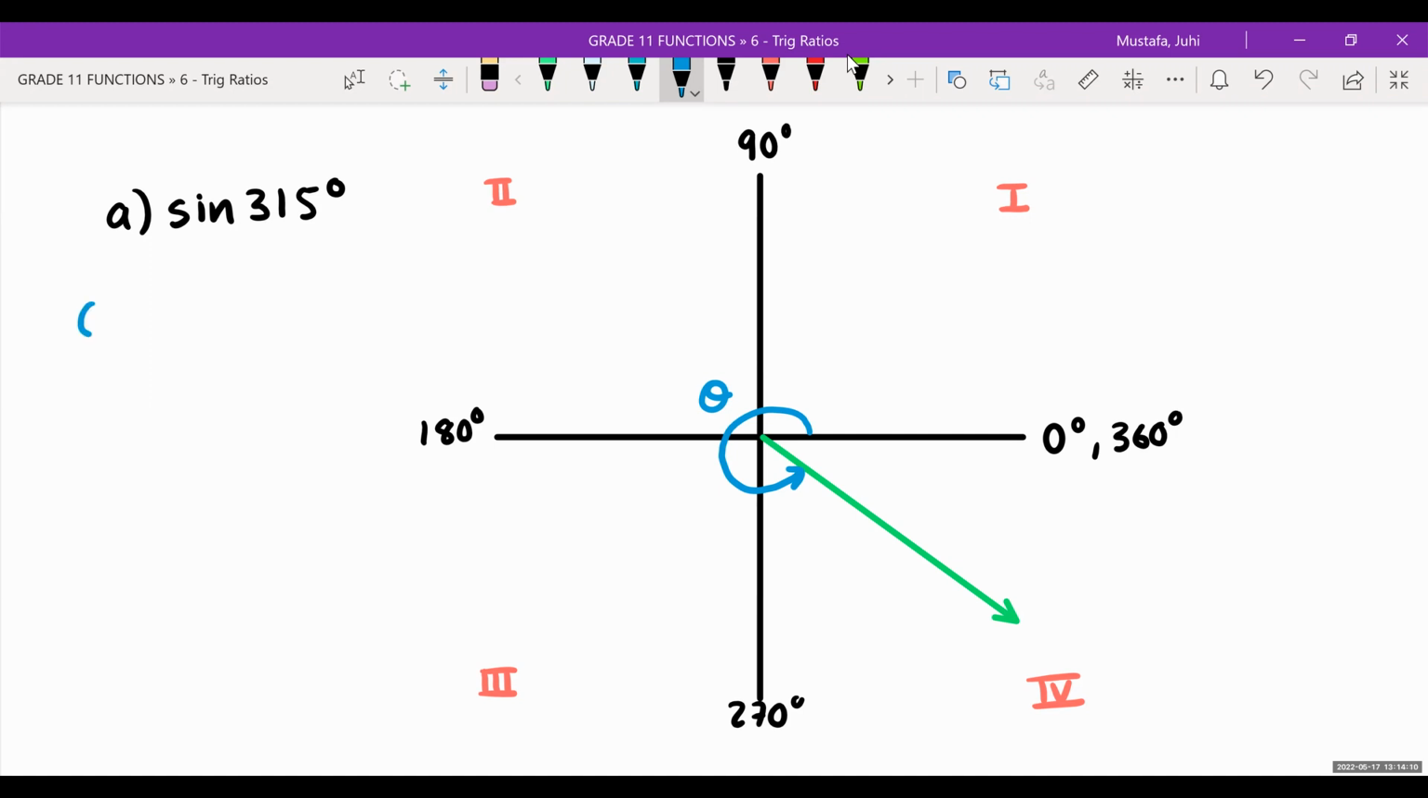And just on the side over here, I'm going to remind myself that theta is equal to 315 degrees. Sometimes you can write it on the diagram, but like I said, we're trying to keep our diagrams as neat as possible. So I'm just going to write it on the side. Theta is equal to 315 degrees.